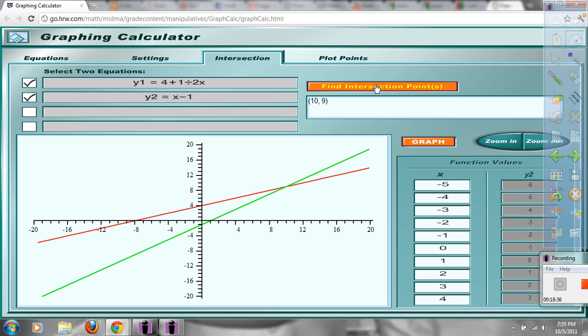Find the intersection, and it's over 10 up 9. Over 10 up 9. Therefore, the x value is 10. For the x value of 10, that's where these two lines will be exactly the same. So our answer there is just 10.